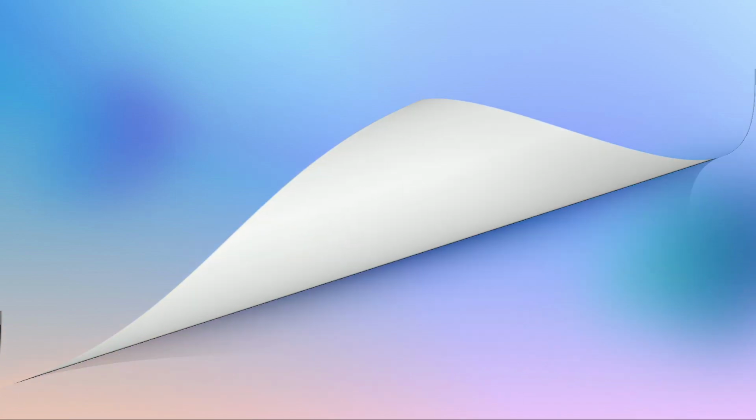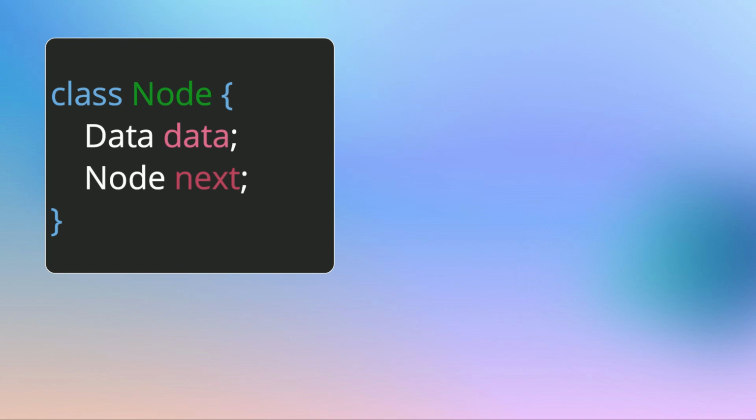Now we can create the node instance. A node instance contains two things: the data of each cell and the next node.